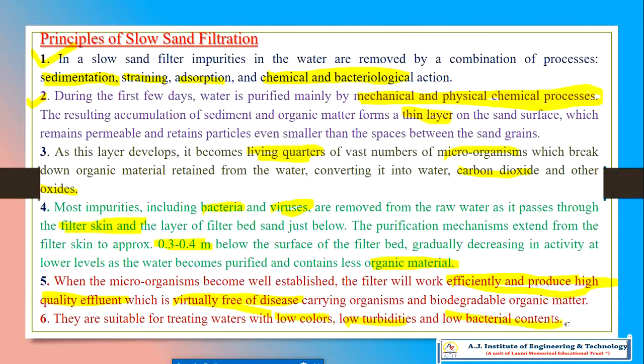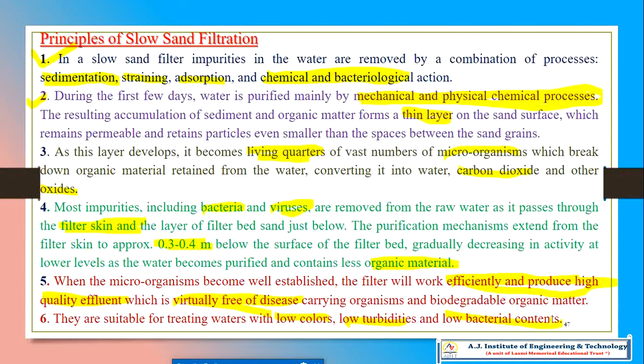Clear? Very simple. To put it simply, there will be sedimentation, straining, adsorption, and chemical and biological or bacteriological action. In the first few days, only mechanical, physical and chemical processes go on. After some days, there will be development of microorganisms, because your pores are filled with particles, which has a tendency to develop bacteria.